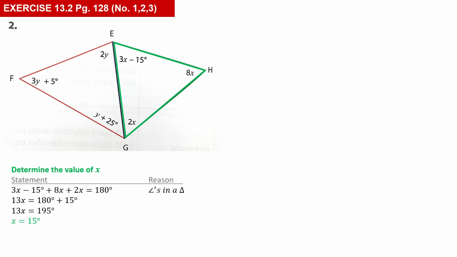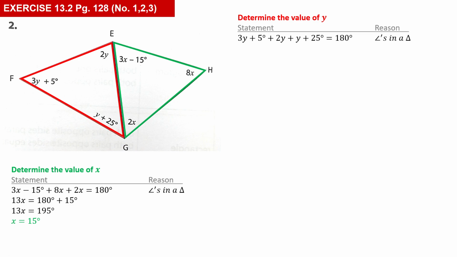Okay, I'm going to move to my red triangle, which is there. So again, in my red triangle, I can solve for y using angles in a triangle. Angles in a triangle add up to 180, so 2y plus 25 plus 3y plus 5 all equals 180 degrees, angles in a triangle. Okay, if I get my like terms here together, I'm going to get 6y is equal to 180 minus 25 minus 5, which is 150 degrees. Divide through by 6 to get your y alone, and you're going to find that y is equal to 25.